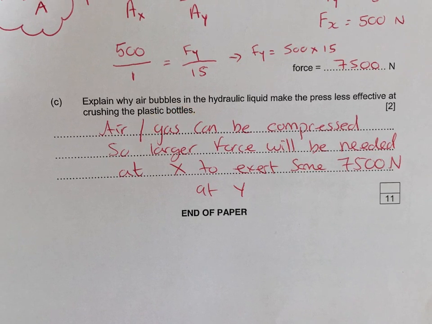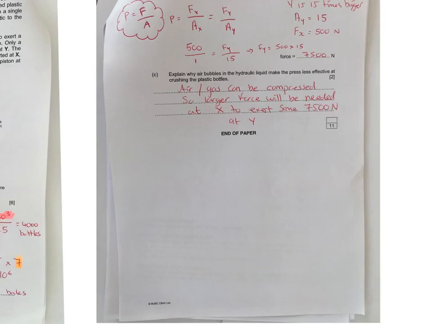Explain why air bubbles in the hydraulic liquid make the press less effective. It's because air or gas can be compressed, so a larger force will be needed at X to exert the same force at Y. And that is the end of the paper.